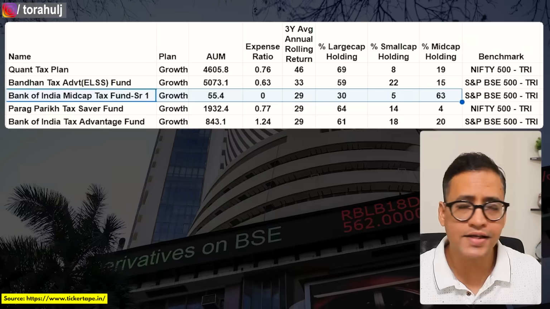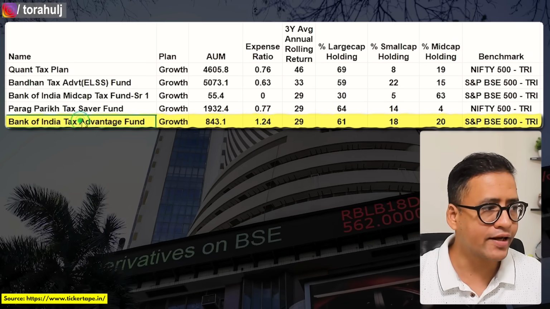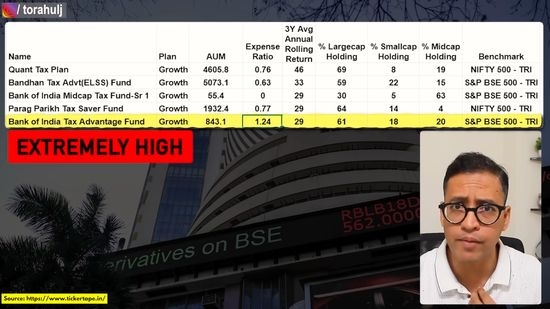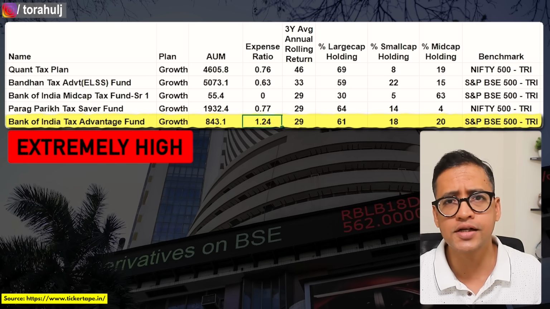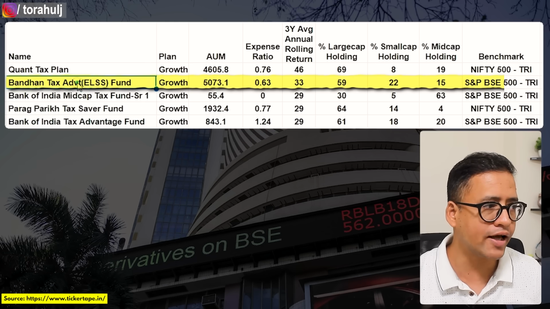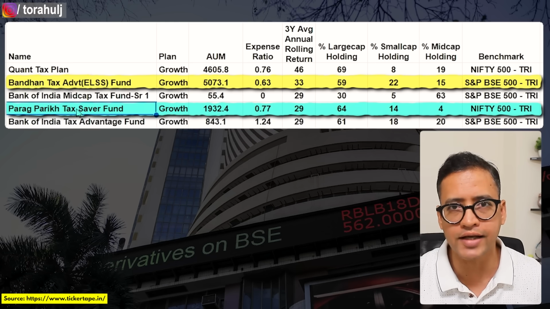Coming back to the ELSS category, if you look at the Bank of India Tax Advantage Fund, you will see that the expense ratio of this is 1.24, which is extremely high from my point of view. So I'm not going to consider that mutual fund. And that leaves us with two mutual funds. One is Bandhan Tax Advantage and second is the Parag Parikh Tax Saver Advantage.